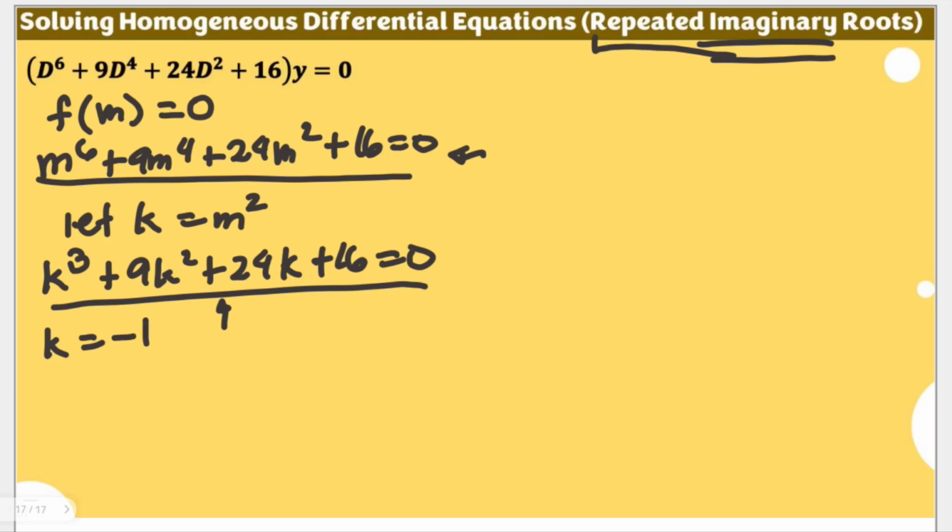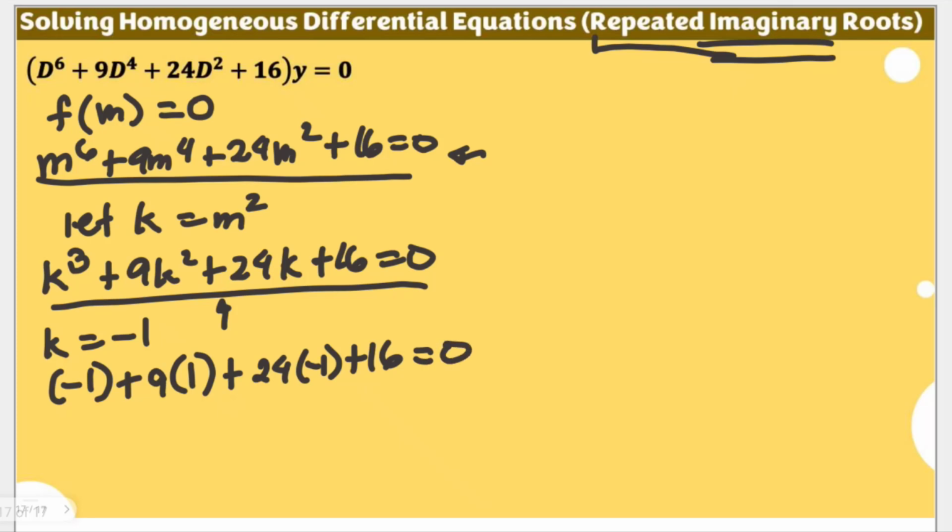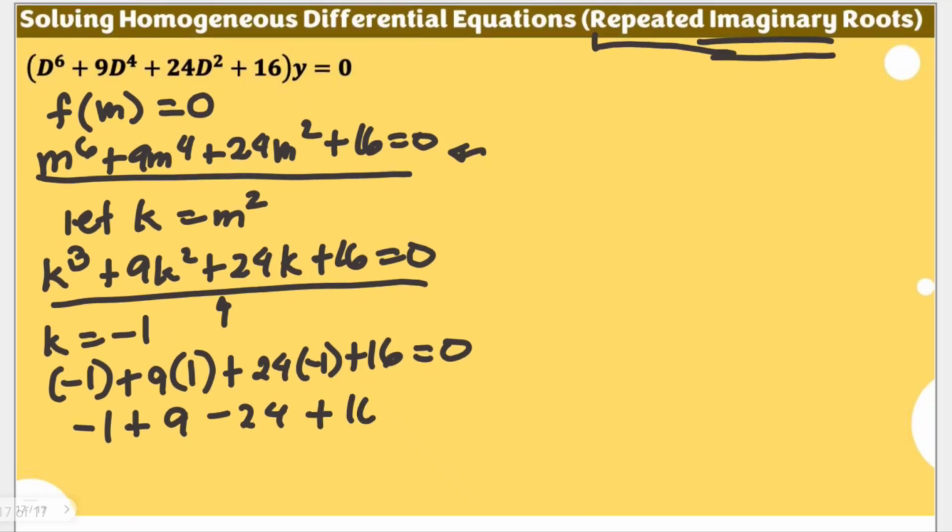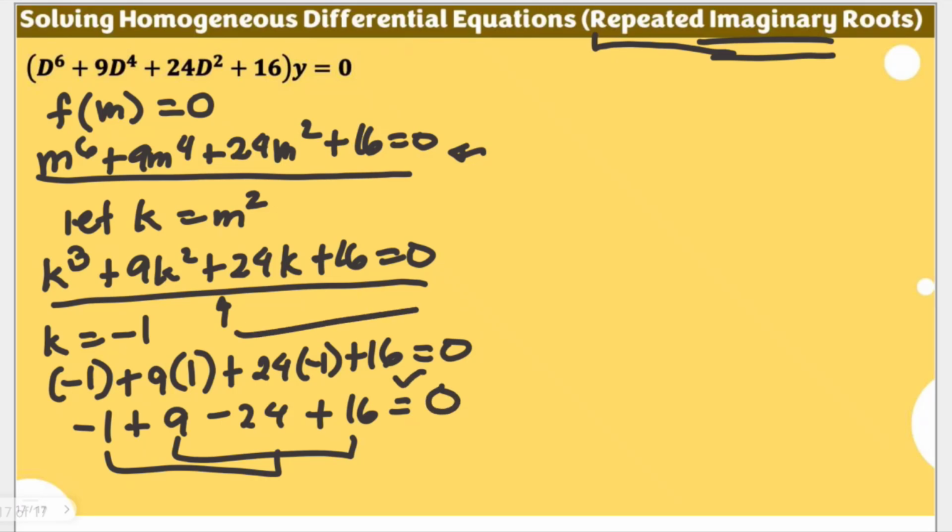Let's try. So we have here the cube of negative 1 is negative 1, plus 9 times the square of negative 1 is positive, plus 24 times negative 1, plus 16 equal to 0. Negative 1, you have positive 9, you have negative 24, you have positive 16. This is 25, this is also negative 25, and yes, it's equal to 0. Hence, the first root is negative 1.